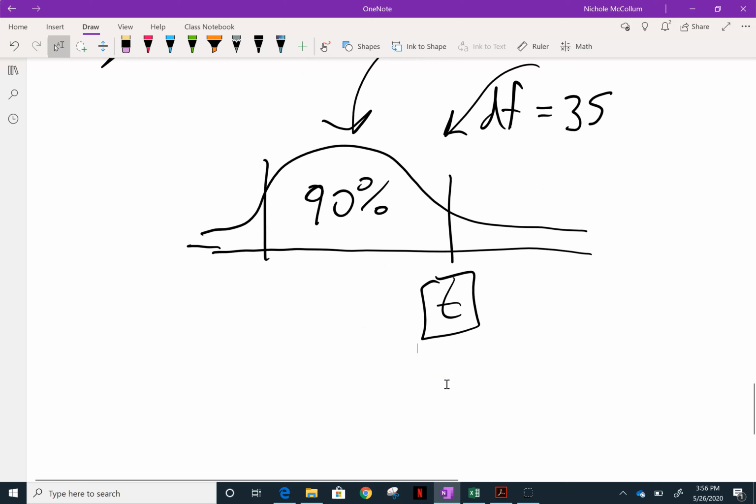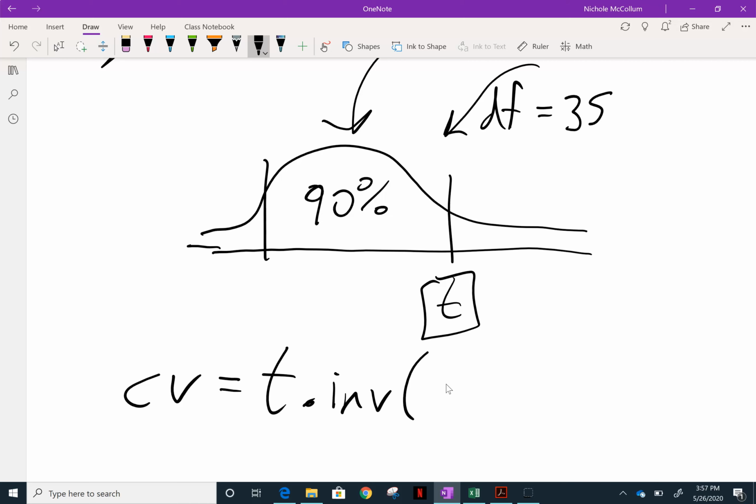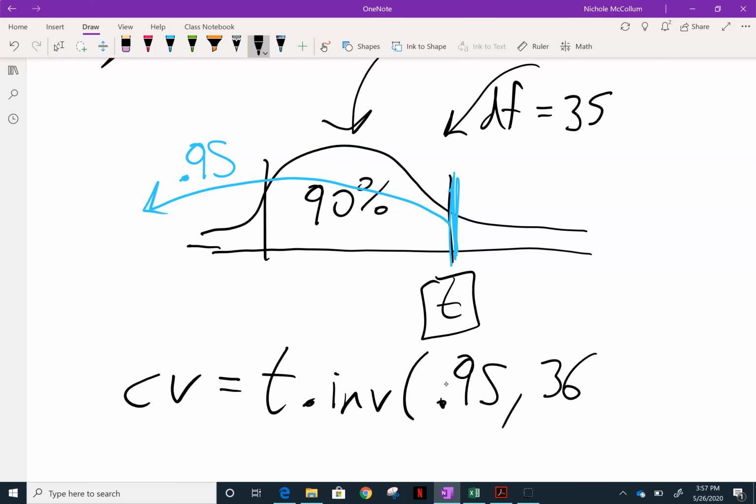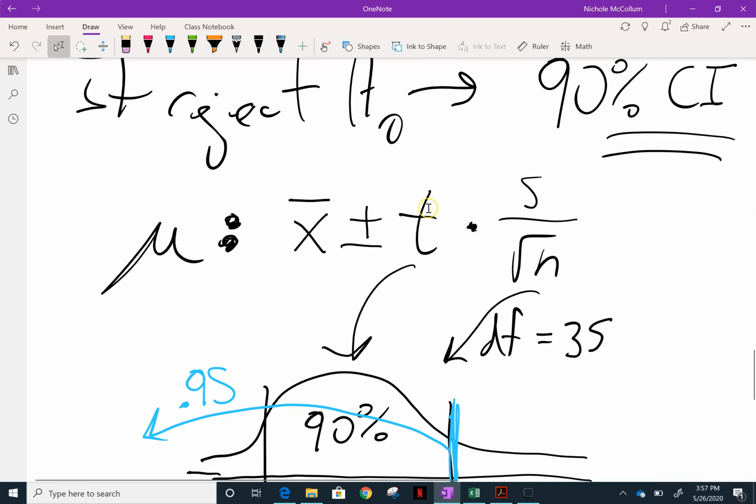How would you find it? You would use the critical value as nothing more than t dot inverse. What does t dot inverse need? It needs the area below the t value you're looking for. Think about the area below here. Not 90, but 95% is the area below that bar. I'm looking for that bar. What t value represents that bar? And since the area below that is 95%, I'm going to look up 0.95, degrees of freedom, and I apologize, degrees of freedom is clearly 35. You see that, I see that. 35. And so that would be the critical value for this right there. That's the t value I'm looking for.